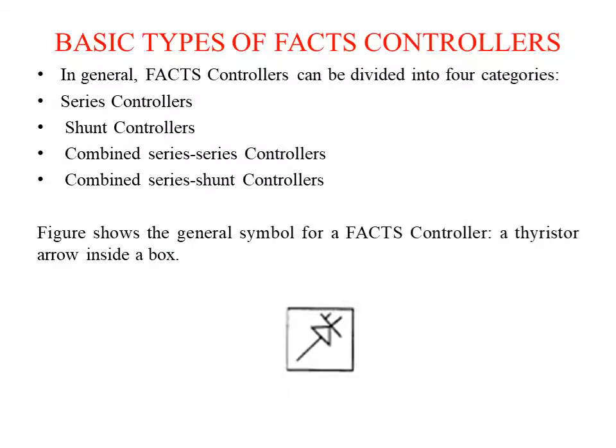The figure shows a general symbol of a FACTS controller, which is nothing but a semiconductor device. Here we have used thyristors. Here it might be IGBTs, MOSFETs, etc., which have gate terminals, and by giving the control signal to this gate, we can control the turn off and turn on of these semiconductor devices. And by controlling this turning on and turning off of the semiconductor devices, we can control the power flow in the AC system.